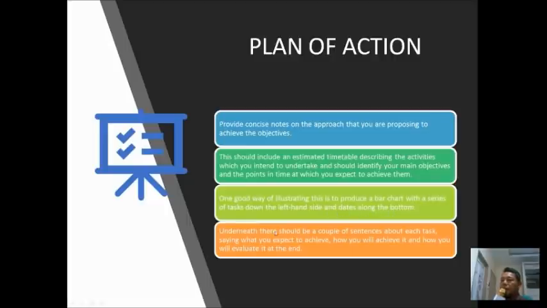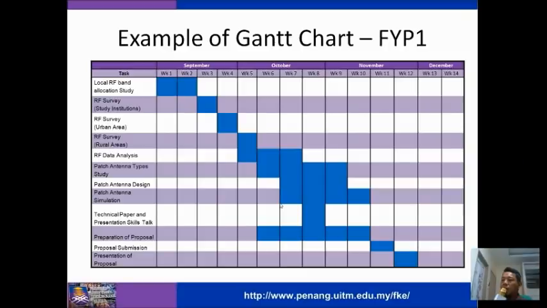Okay, underneath the bar chart keyword here, there should be a couple of sentences about each task, saying what you expect to achieve, how you will achieve it, and how you will evaluate it at the end. So overall, what does it mean? It means a Gantt chart. Okay, you have to prepare your Gantt chart.